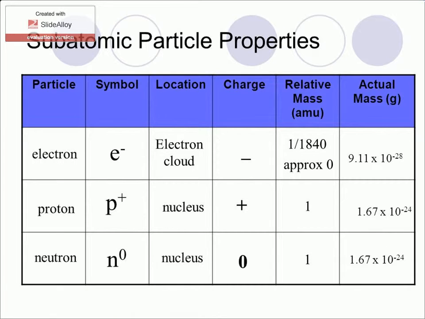Atoms have three subatomic particles. These particles are called protons, neutrons, and electrons, each having different charges. Protons have a positive charge and a mass of 1 AMU. Neutrons have no charge with a mass of 1 AMU, and electrons have a negative charge with a mass of 0 AMU.